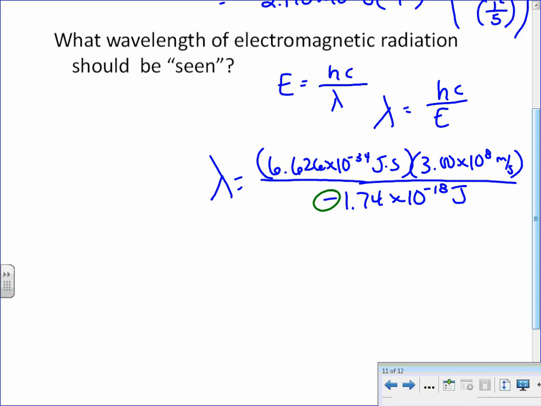There is no such thing as a value of energy that is less than 0. So calculating this, we're getting a wavelength of 1.14 times 10 to the negative 7. And look at our units. Joules cancel, seconds cancel. The unit is meters. And then we might want to convert that into nanometers at some point.